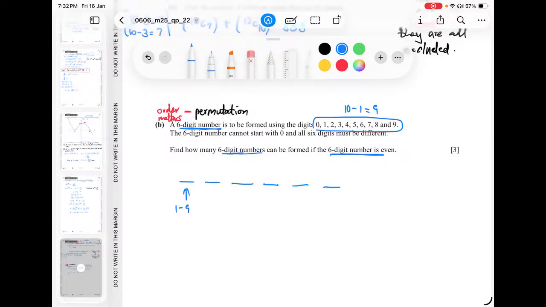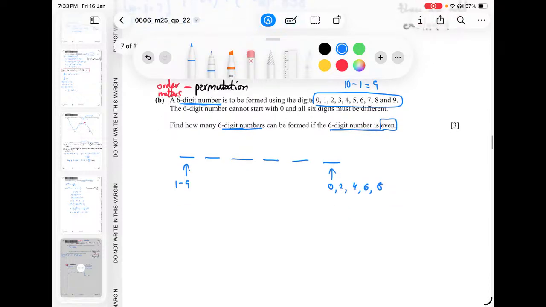And they told that this 6-digit number should be even. So that means the last digit should be either 0, 2, 4, 6, 8. So there are a lot of cases over here you need to consider. The first case is basically this, the number will start with the odd digits basically. So that is 1, 3, 5, 7, 9.